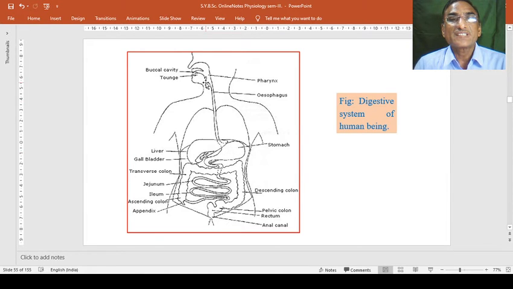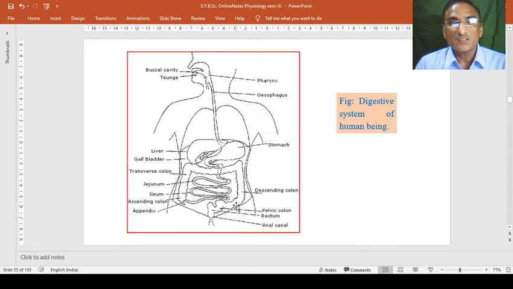The food passes into the esophagus, comes to the stomach, and then passes into the duodenum. This is the duodenum; the second part is the jejunum and the third part is the ileum. Duodenum plus jejunum plus ileum equals the small intestine, whereas this is the large intestine, which comprises the ascending colon, descending colon, and transverse colon. The appendix is at the junction of the small and large intestine, and posterior is the colon.